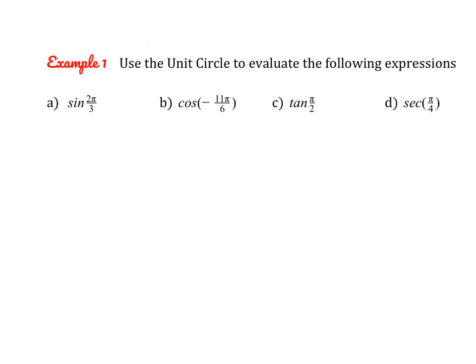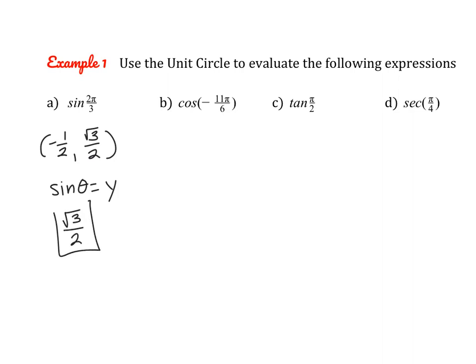Okay, so now we're going to see if we can use the unit circle that we just filled out to help us evaluate the following expressions. So the first one is the sine of 2 pi over 3. If you look at your unit circle that we filled out, the coordinate for 2 pi over 3 is negative 1/2, root 3 over 2. So remember, the sine of the angle is going to be the y value, so the sine of 2 pi over 3 is root 3 over 2.